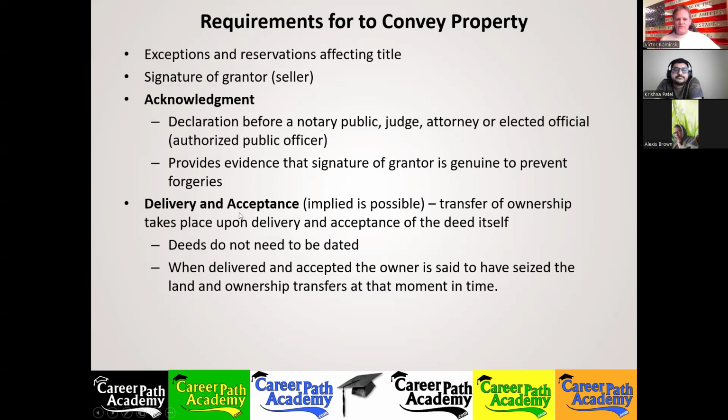And then we have delivery and acceptance. Implied delivery and acceptance is possible. Transfer of ownership takes place upon delivery and acceptance of the deed itself. That's why deeds do not need to be dated. And when delivered and accepted, the owner is said to have seized the land, and ownership transfers at that moment in time.